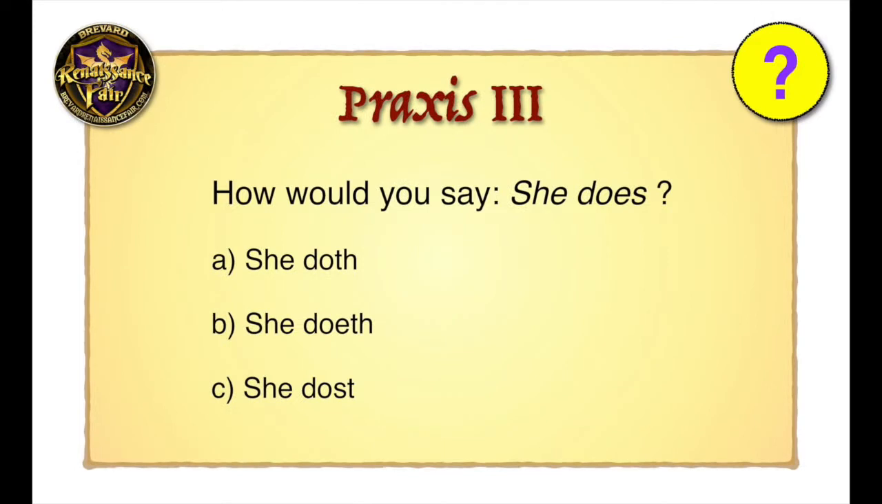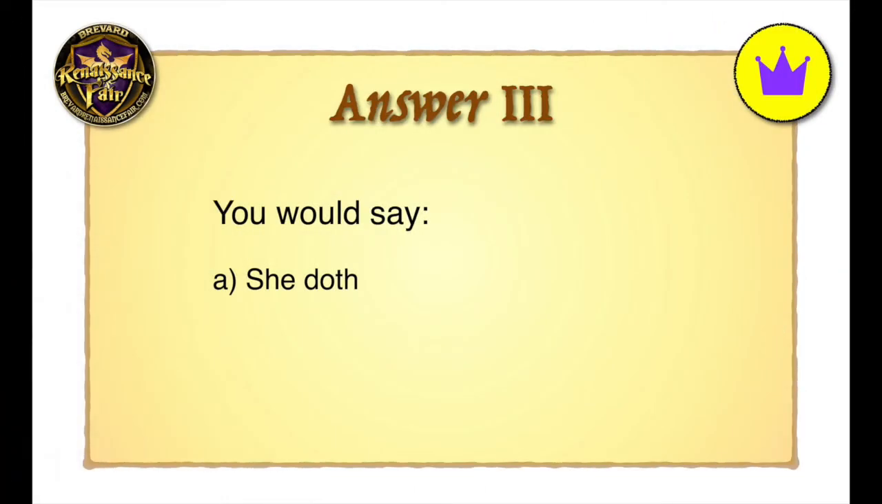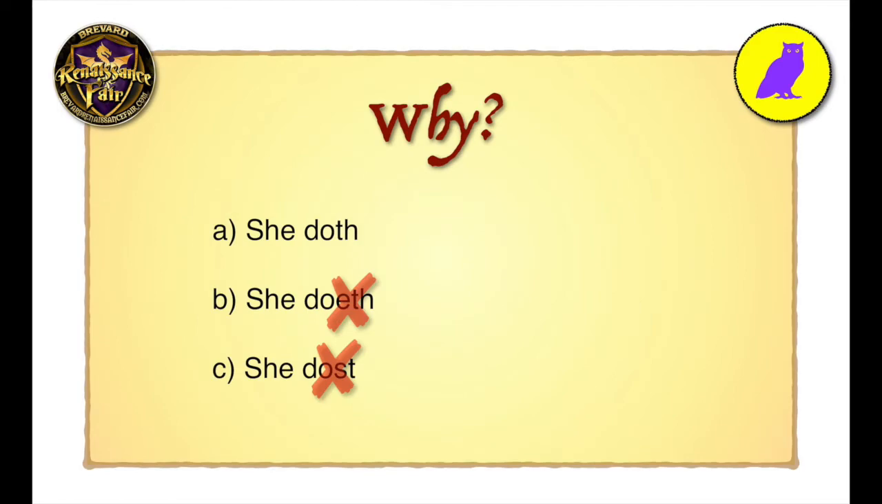How would you say she does? A. She doth. B. She doeth. C. She dost. The answer is A. Why? She doth. Sheath. She doeth is incorrect, and she dost is wrong because dost is the conjugation that would go with the pronoun thou. Thou dost. She doth.